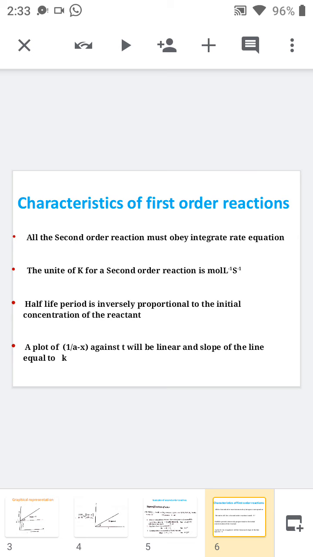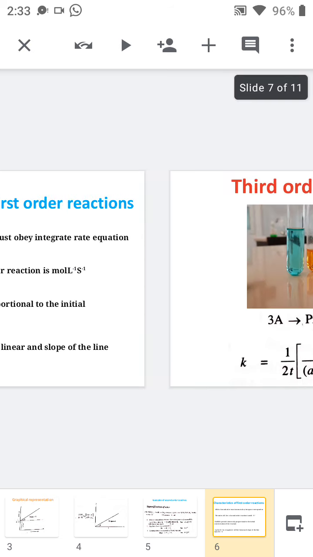All second order reactions must obey the integrated rate expression, and the unit of the second order rate constant is mol⁻¹ L s⁻¹ (litre per mole per second). Next, the half-life period is inversely proportional to the initial concentration of the reactant. Next, the plot of 1/(a−x) against t will be linear, and the slope of the linear equation is equal to k.